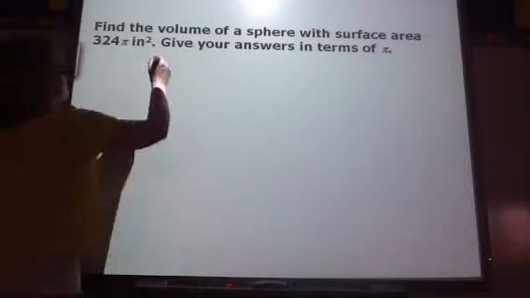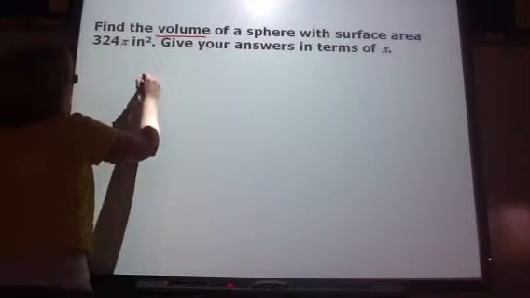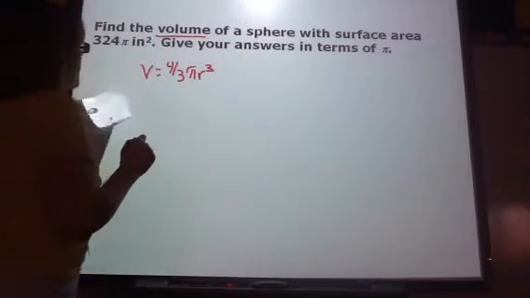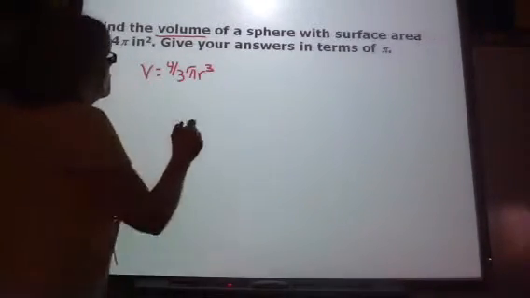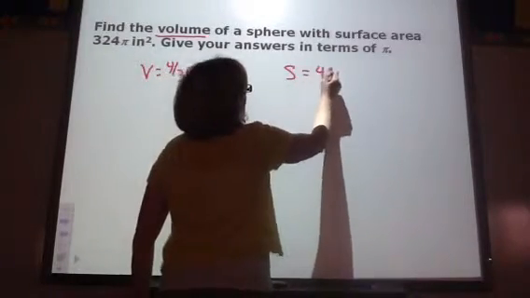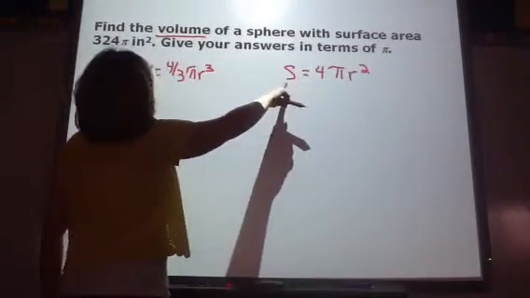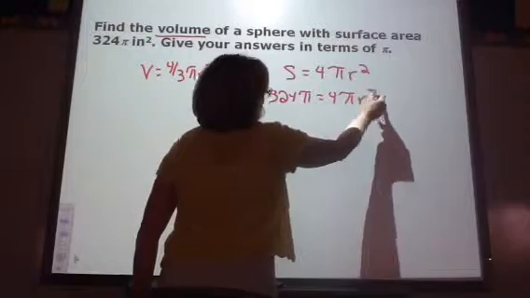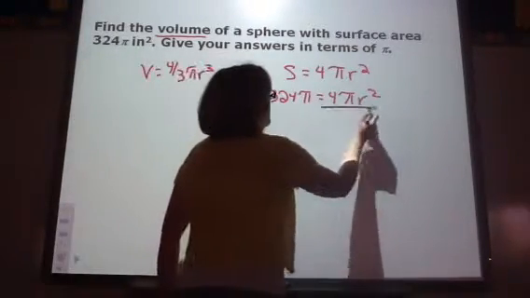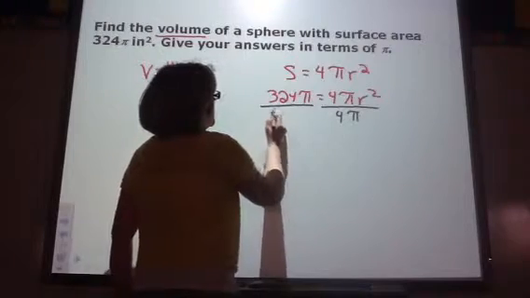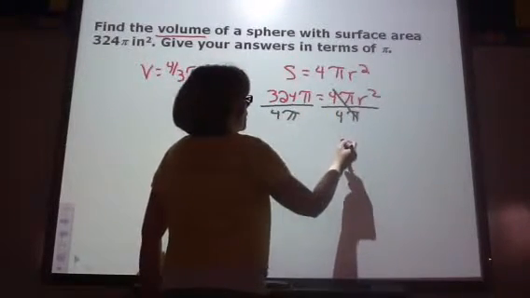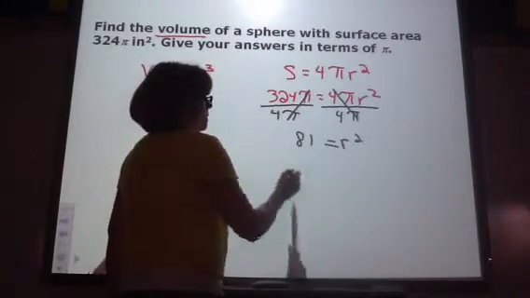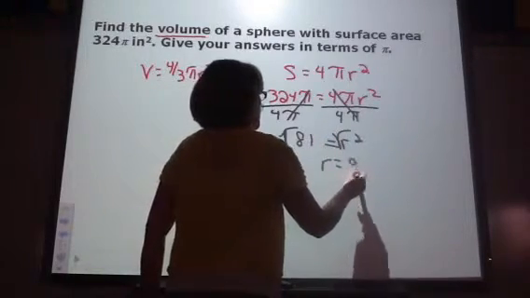All right, find the volume of a sphere. So volume is 4/3 pi r cubed, with the surface area given. Well, we need the radius to find the volume. So let's find the radius with our surface area formula. We can substitute in for our surface area, and then, inverse of multiplication is division. So over here we have r squared, over here we have, what is that, 81. Therefore, our radius is going to be 9.